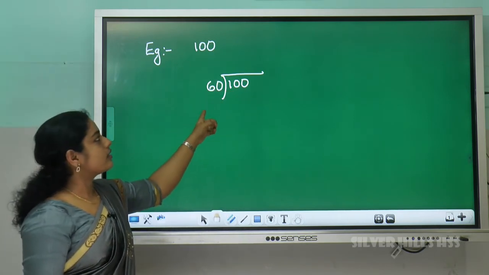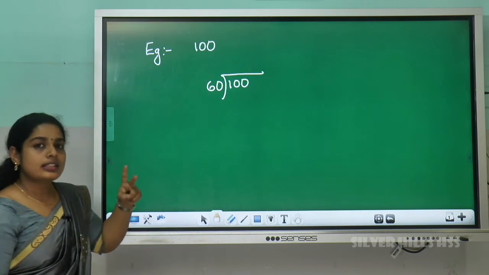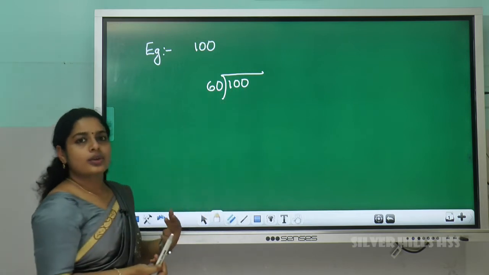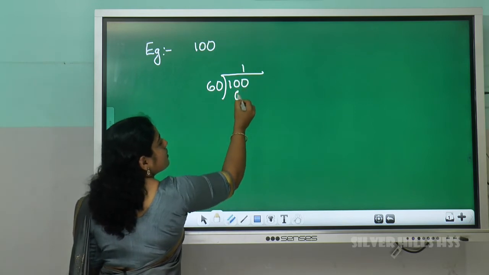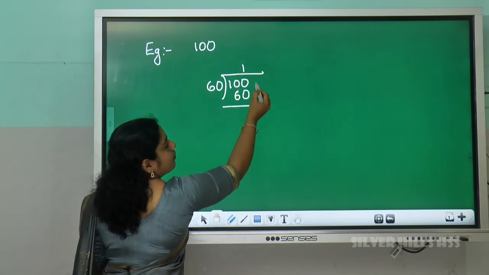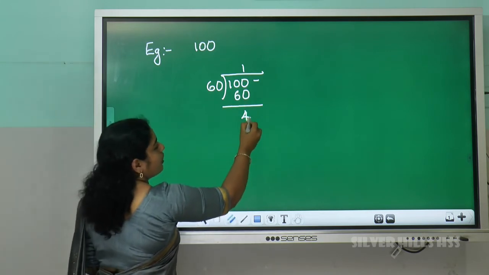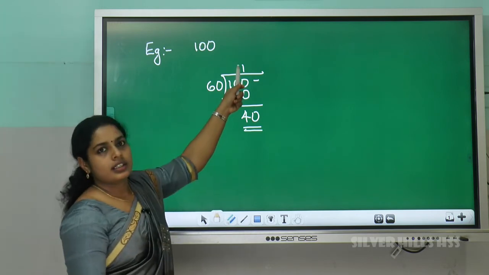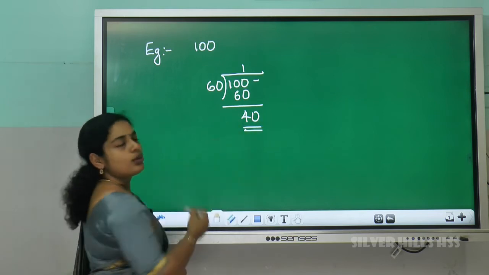How many 60s are there in 100? We have 1 60s are 60, 2 60s are 120. So, 2 60s are 120, we cannot write here because 120 is greater than 100. So, we will write 1 60s are 60. And what is the next step? Just subtract. 100 minus 60 is what? 40. That means the number in the quotient will give you the minutes and the remainder will give you seconds.